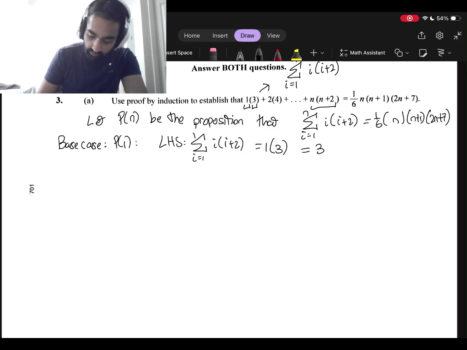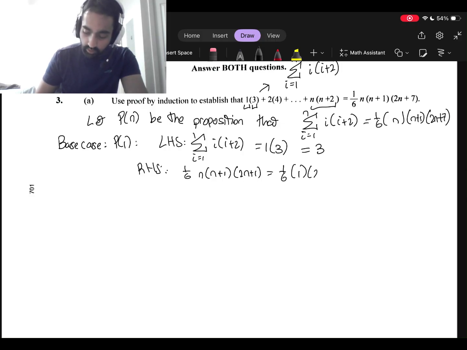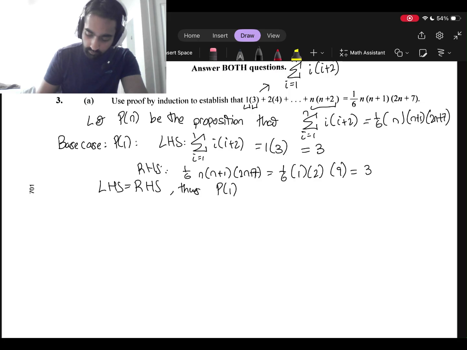What's the right-hand side? It's 1/6 times n times n plus 1 times 2n plus 7, but remember that n is 1. So it's 1/6 times 1, n plus 1 is 2, and 2n plus 7 is 2 plus 7, which is 9. 2 times 9 is 18, and 18 over 6 is 3. So the left-hand side equals the right-hand side, as it must. Thus P of 1 is true, which means the base case is true.